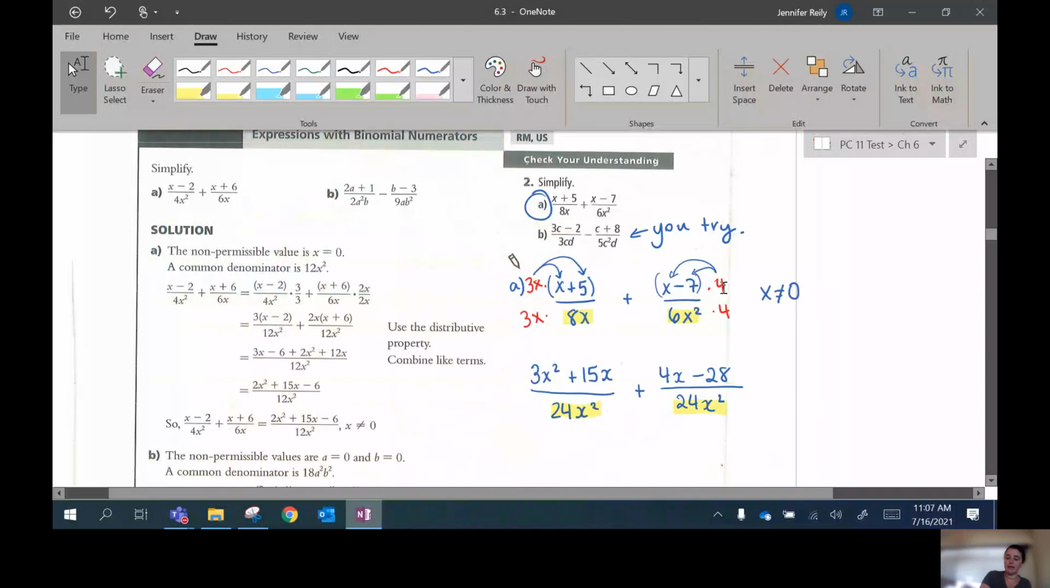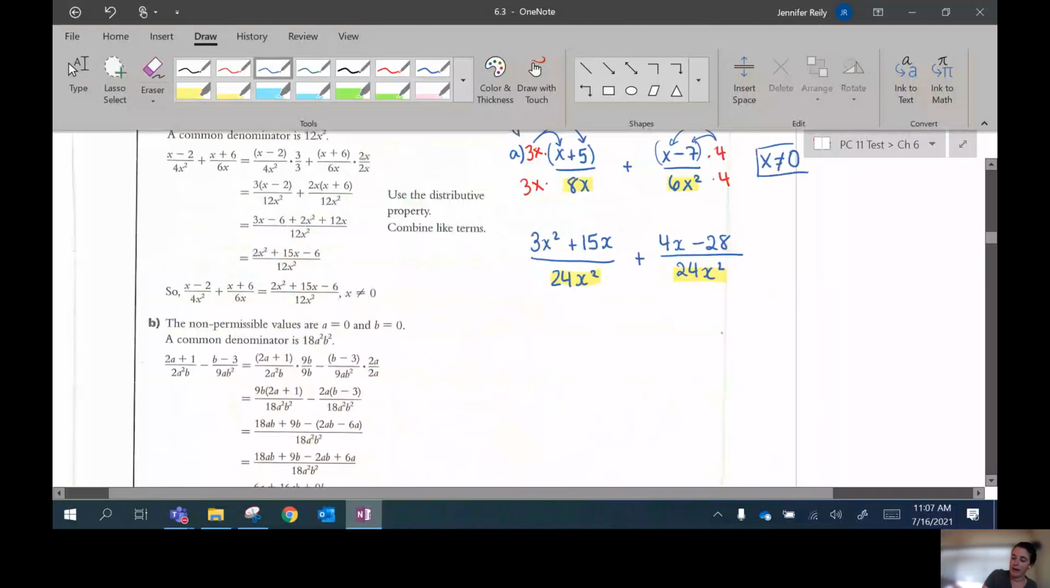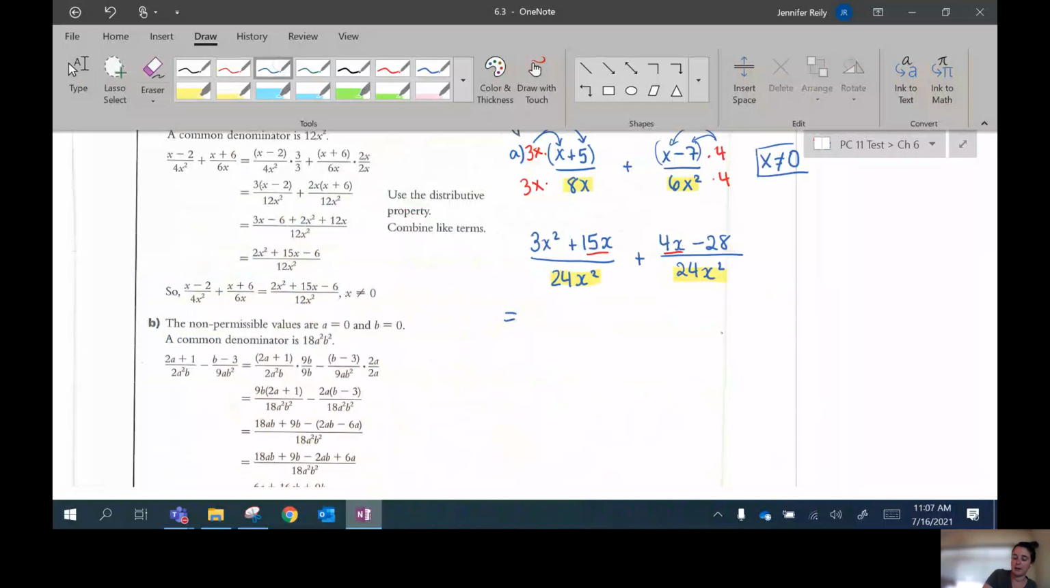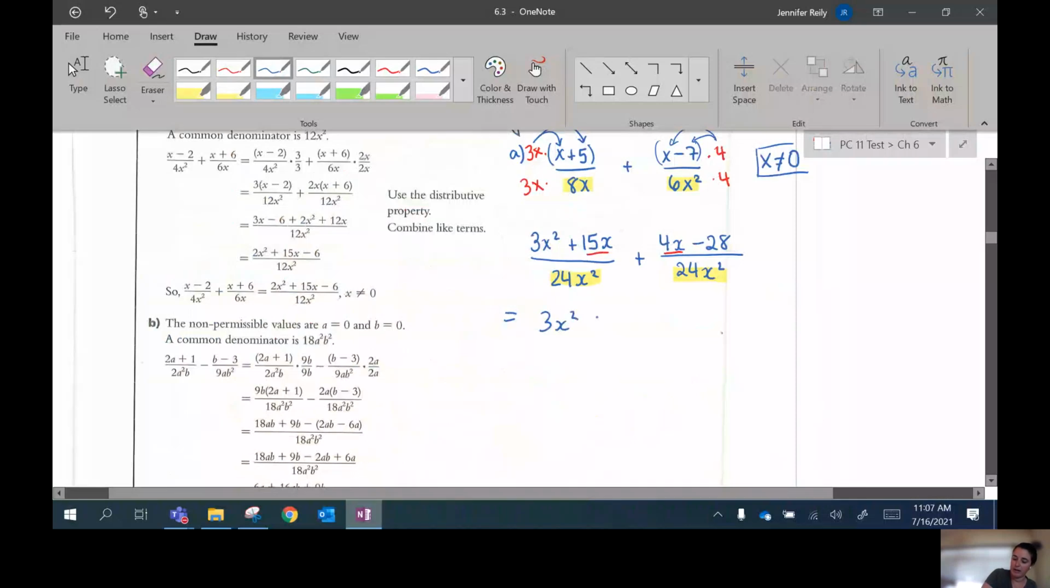Now finally, we're going to add these together. So I would have, and we're going to add any like terms. The other terms have to stay separate because they don't have any like terms. Okay, 15 plus 4 is 19. And then the 28 has to stay separate, 24x squared. There we go. And from before, x cannot be 0.